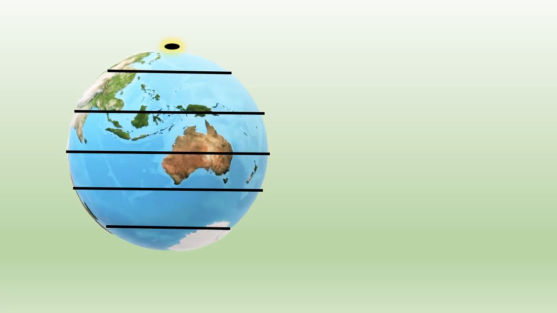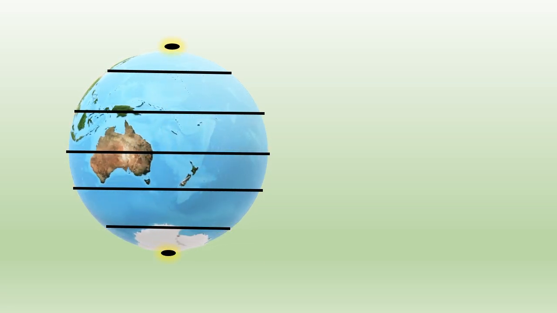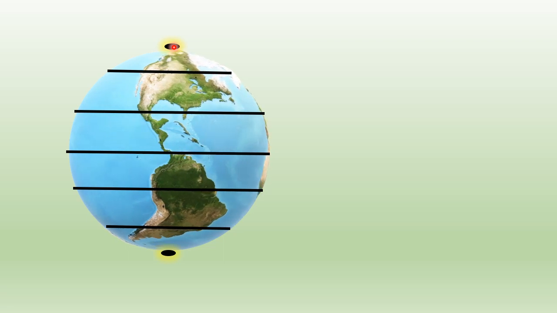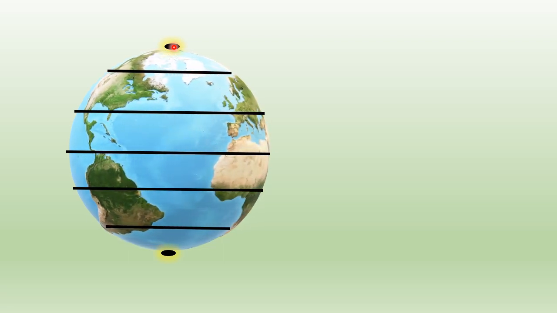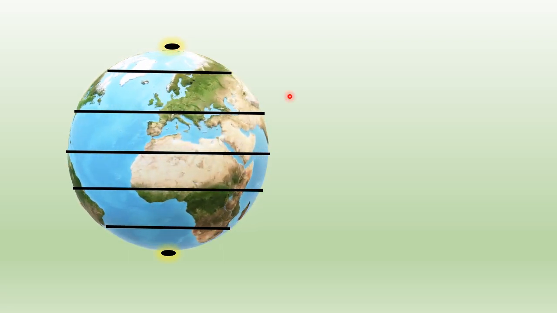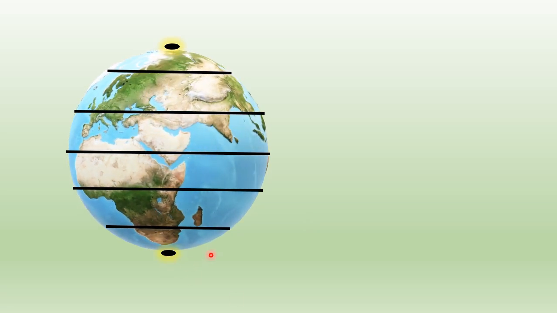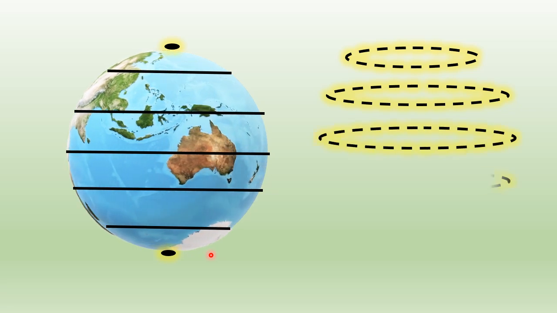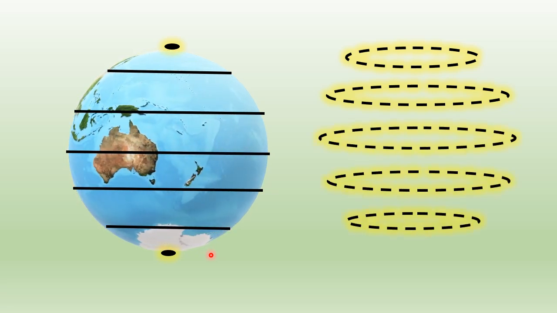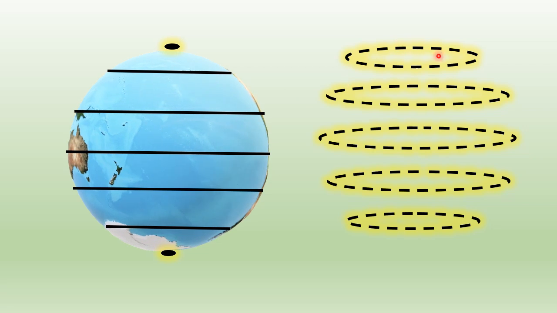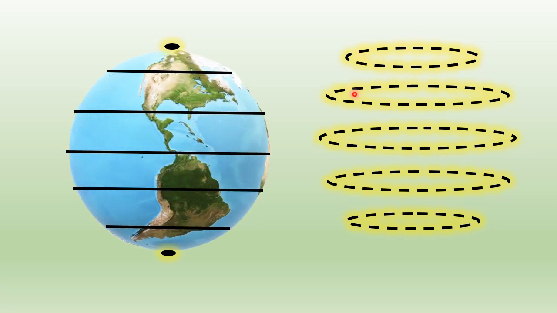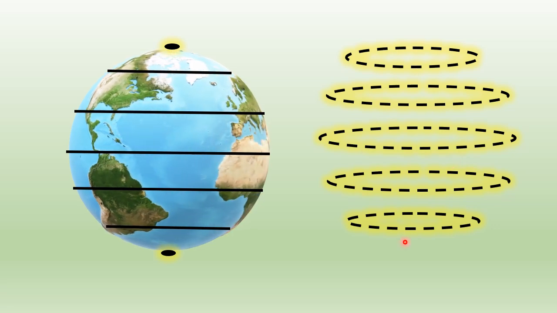And these dots are what? Poles. The poles are not circular lines, they are dots. On the top, North Pole, and at the bottom, South Pole. Latitudes are circular lines, they make a complete circle like this on the earth. You can see here in the picture.